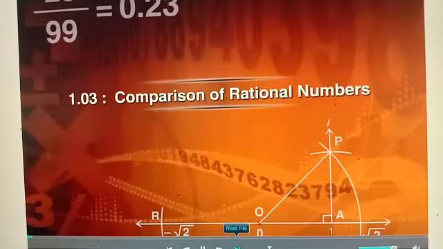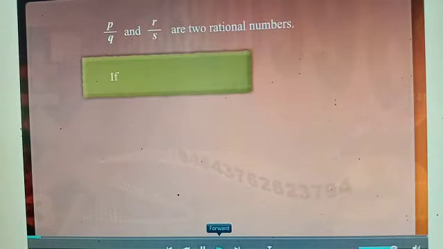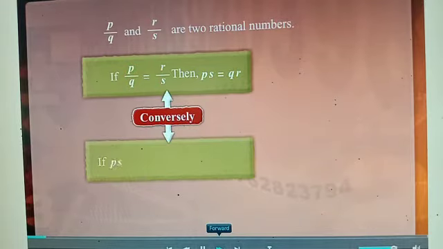Now we are going to see comparison of rational numbers. p upon q and r upon s are two rational numbers. If p upon q is equal to r upon s, then p into s is equal to r into q. Conversely, if ps is equal to qr, then p upon q is equal to r upon s.